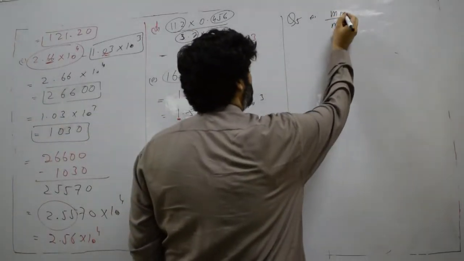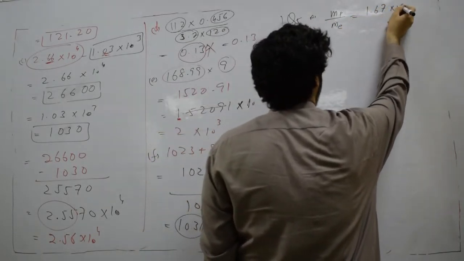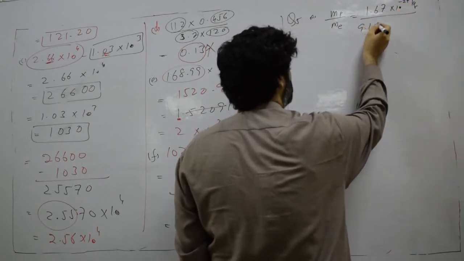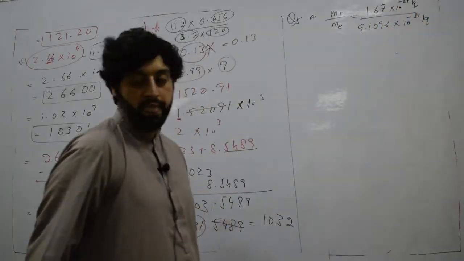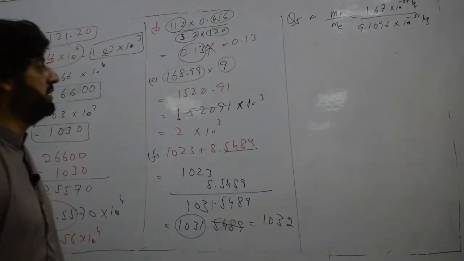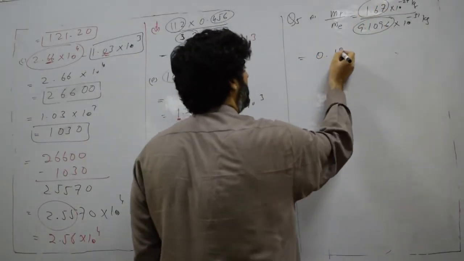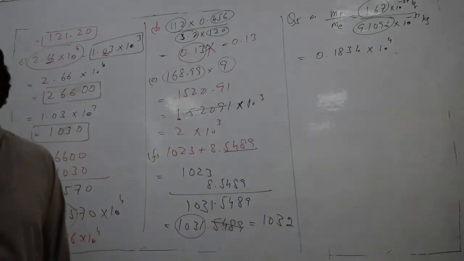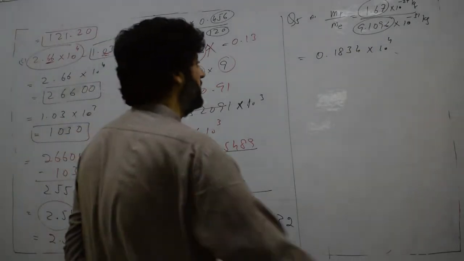Sorry, mass of proton to the mass of electron. What is the mass of proton? 1.67 into 10 power minus 27 kg. What is the mass of electron? 9.1096 into 10 power minus 31 kg. So we have to calculate it. Divide them by calculator. We will get 0.1834 into 10 power 4, while the kilogram will be cancelled out. Sorry, it is 3.